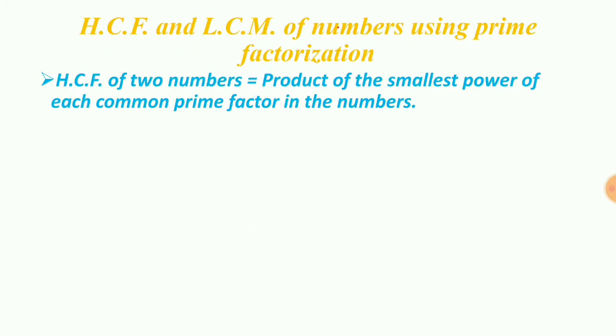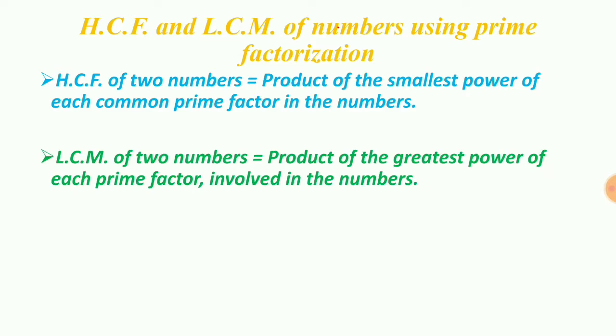So we can conclude that the HCF of two numbers is equal to the product of the smallest power of each common prime factor in the numbers, and similarly the LCM of two numbers is equal to the product of the greatest power of each prime factor involved in the numbers. Keep in mind, for the highest common factor we take the smallest power, and for the least common multiple we take the highest power, the greatest power.